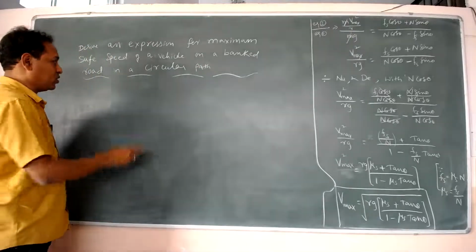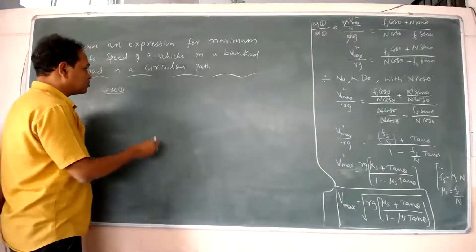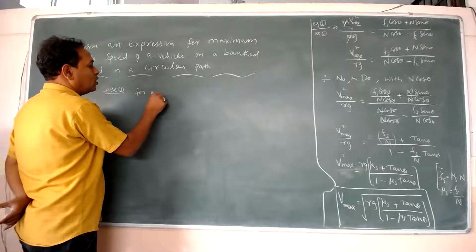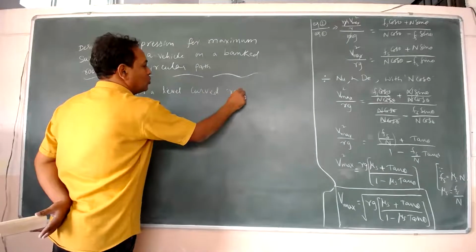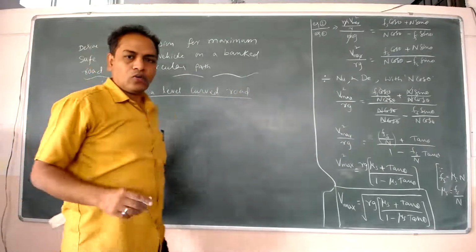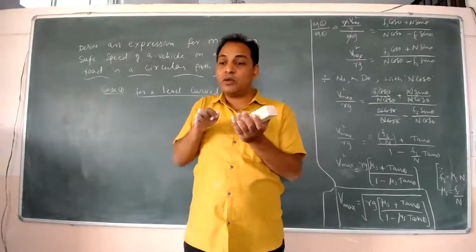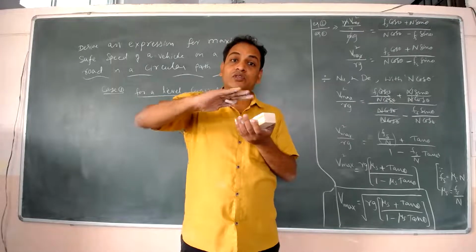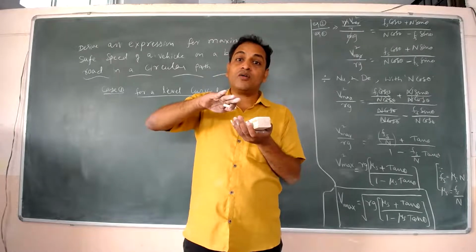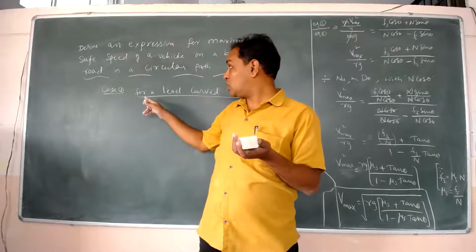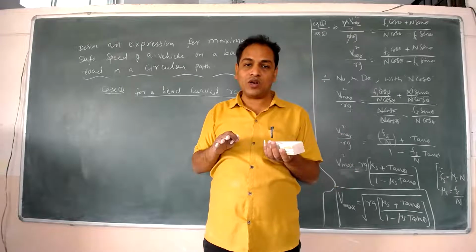Here are some cases we can see. Case 1: for a level curved road. When a curved road is a very sharp one, meaning an immediate sharp curve, then the banking has to be increased; the angle of banking has to be raised. But here the question, in case 1, is for a level curved road. What does level curved road mean?